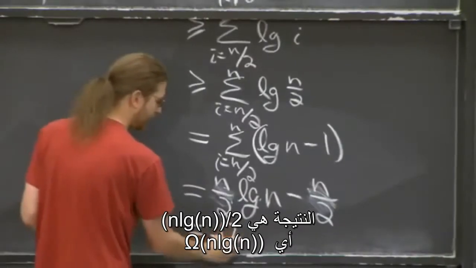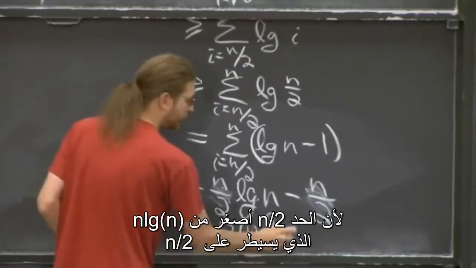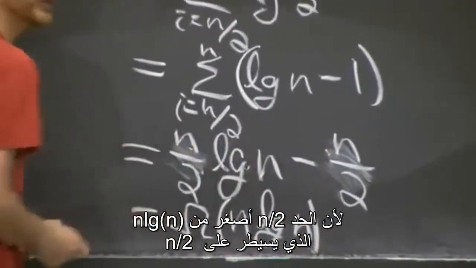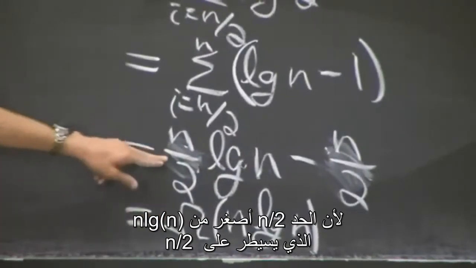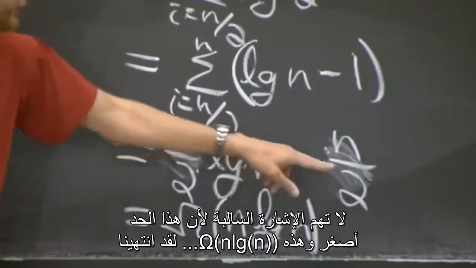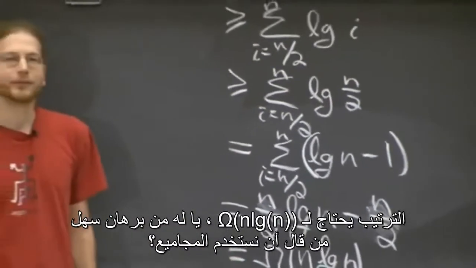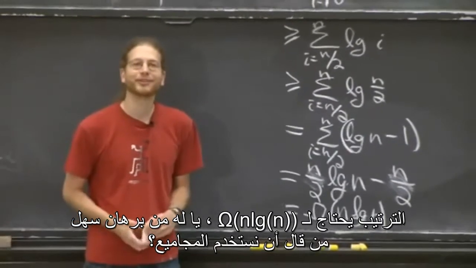So this is omega n log n, because this n term is smaller than n log n. So this one dominates. This one's negative because it's smaller. This is omega n log n. We're done. Sorting is omega n log n. Very easy. Who said summations?